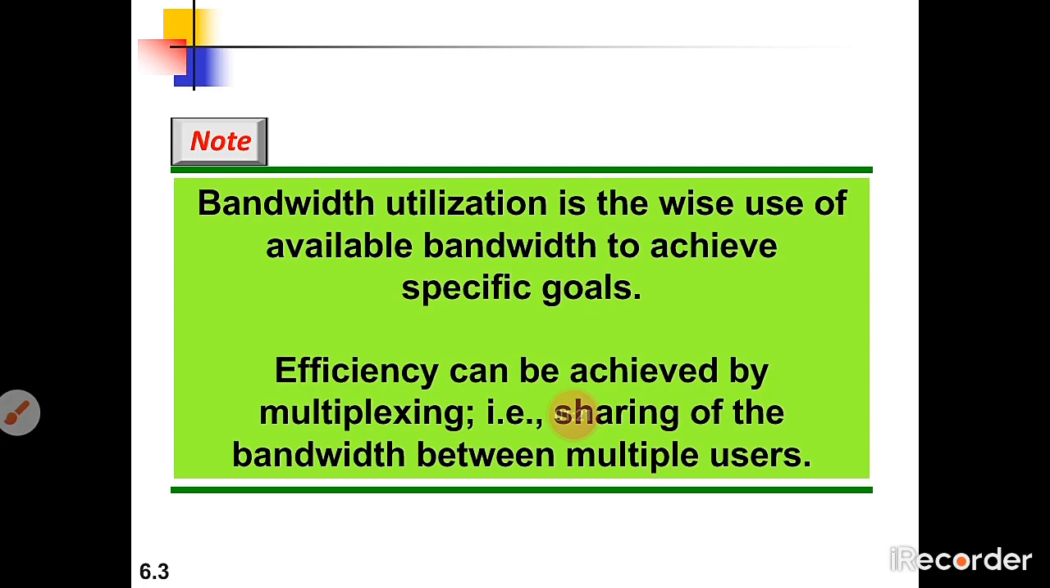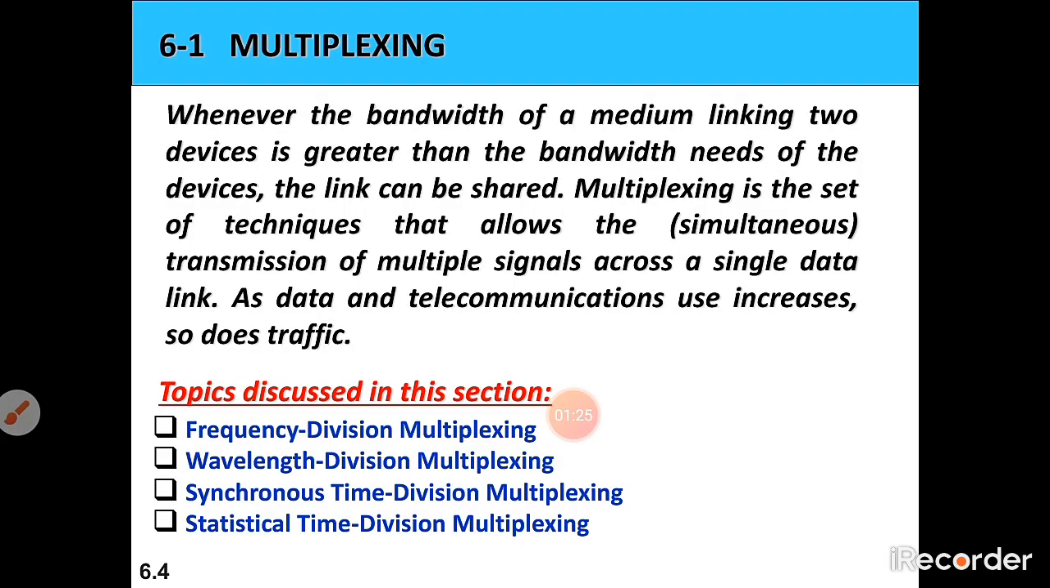So first we will discuss the multiplexing technique. Multiplexing is used when the bandwidth of the medium linking two devices is greater than the bandwidth needs of the devices, as I already told. Available bandwidth is greater than the needed bandwidth of the devices. Then we have to use this multiplexing technique.